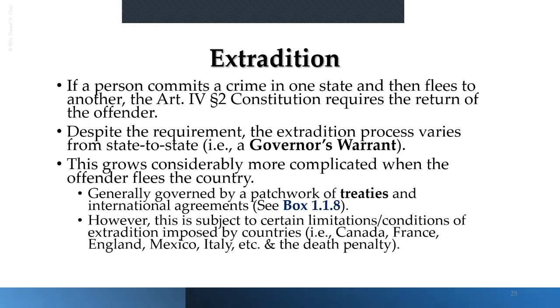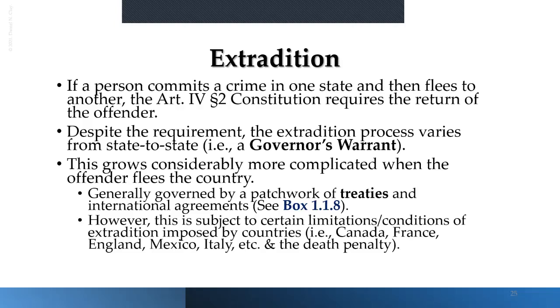So what happens is states have to give back people who flee after they've committed a crime to the state that they've committed the crime in. Right? So if we look at Article 4, Section 2 of the US Constitution, it requires the return of the offender. So despite the requirement that says you have to turn over the offender, it's a little bit more complicated than that. The Constitution doesn't really specify the process in which you return or extradite the offender. So despite this requirement, the process varies from state to state.